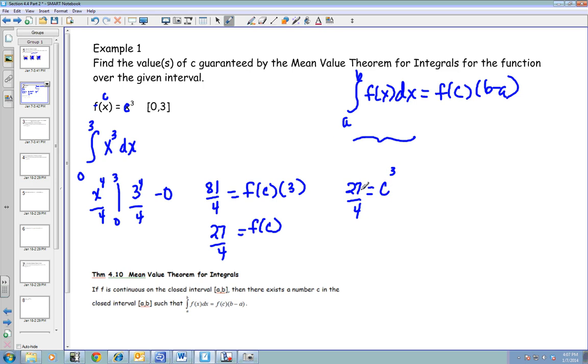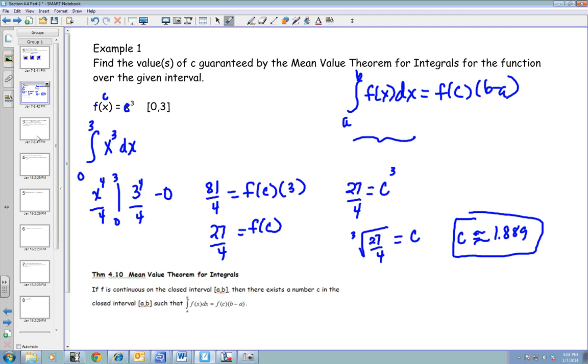So if c cubed is this, I need to take the cube root of both sides. Okay, and when I put that in my calculator, it's approximately 1.889. And that makes sense. It has to fall between 0 and 3. So that's where that c value would lie, or if I drew a rectangle, it would give me the exact value of that interval. So c is 1.889. That's my answer.